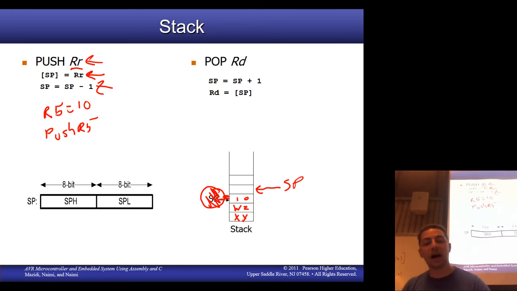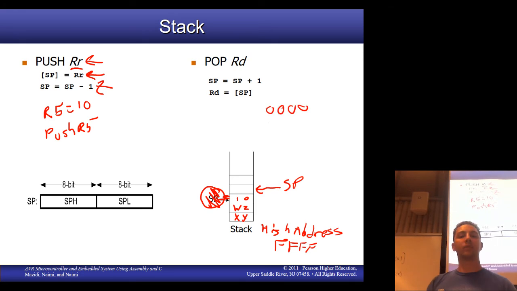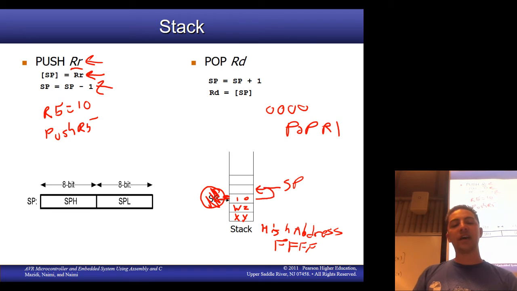First, it puts something into memory, and then it decrements the stack pointer. It decrements it because down here, this is a high address, maybe FFFF, and up here, this is 0000. So it works from high memory to low memory. When you pop information, so I could say pop R1, first thing it does is it increments the stack pointer, and then it takes this new value and shoves it into R1. So R1 will now have 10 in it.